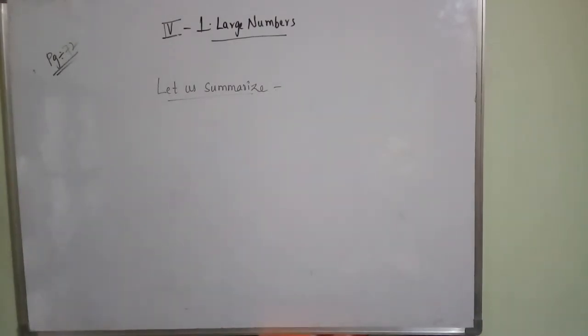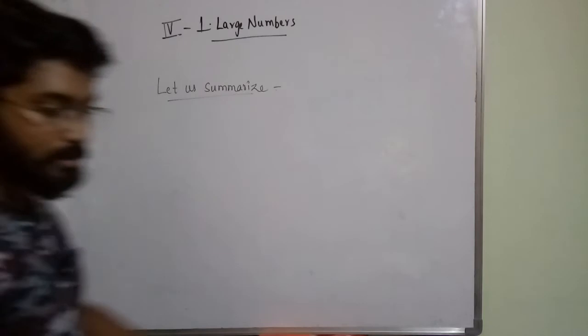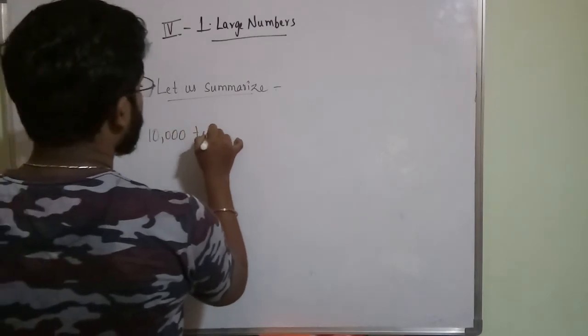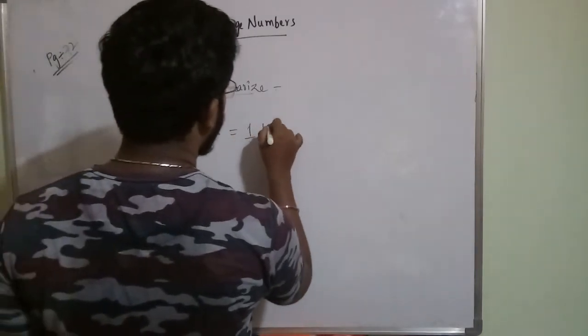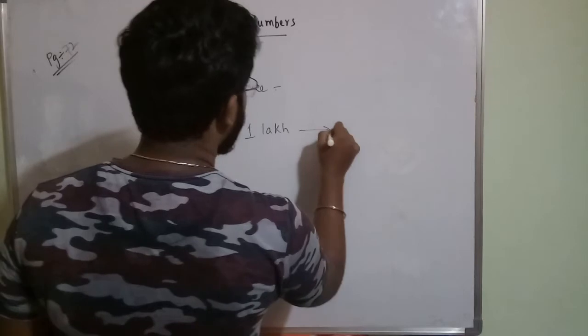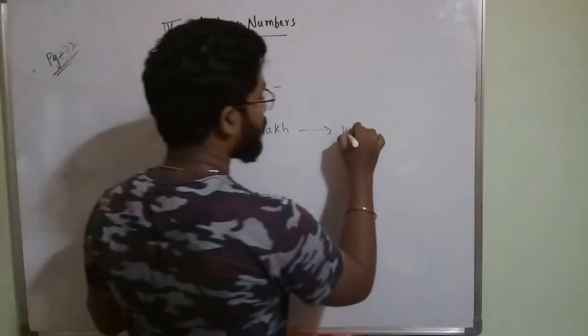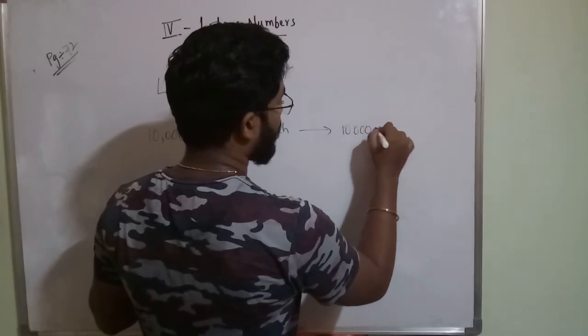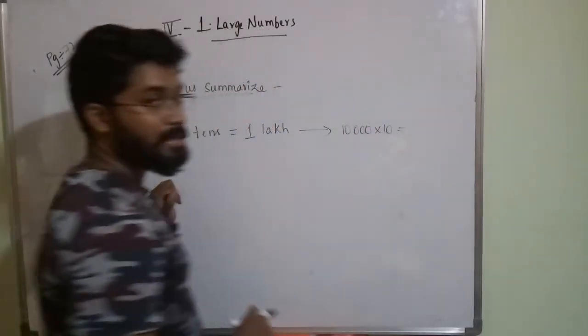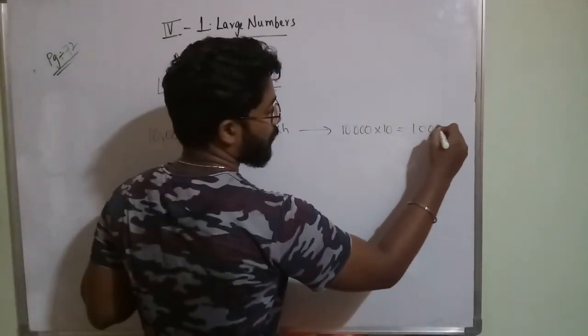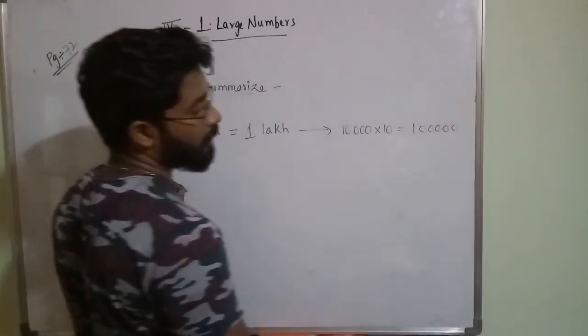Okay, so next one, what is the next one? 10,000 tens is telling. 10,000 tens equal to 1 lakh. How? Let us see. 10,000 tens means 10,000 into 10. Okay, 1 lakh is having how many zeros? 5 zeros you are having in 1 lakh.